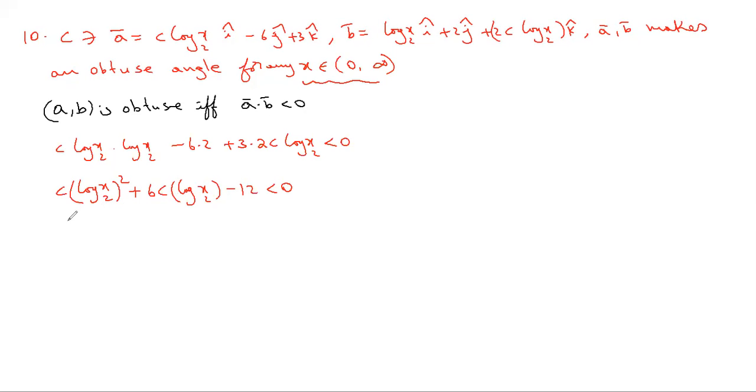Right? So that means you've got a quadratic expression in log x base 2. When x belongs to the positive real numbers, log x base 2 takes all real numbers as its range. So for all real numbers t, ct square plus 6ct minus 12 is less than 0. For every real number t, it should be less than 0.